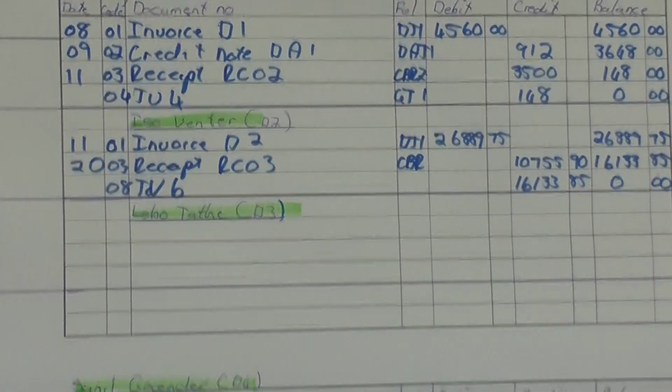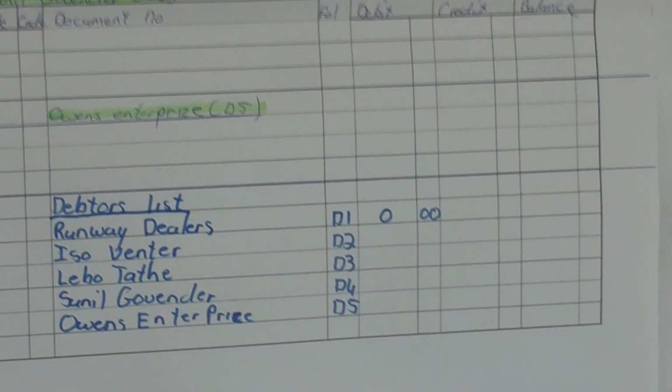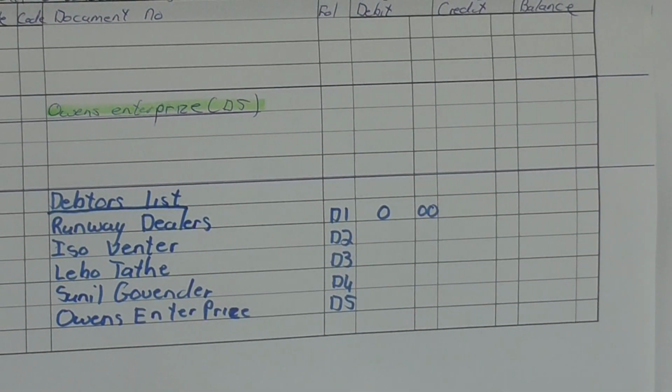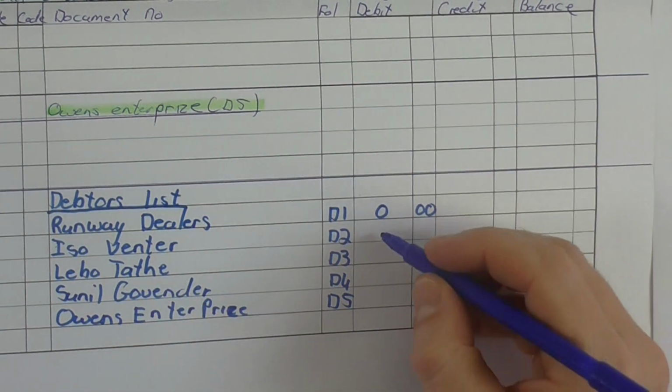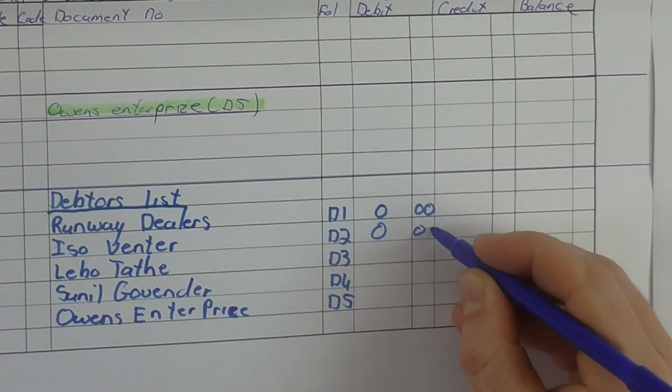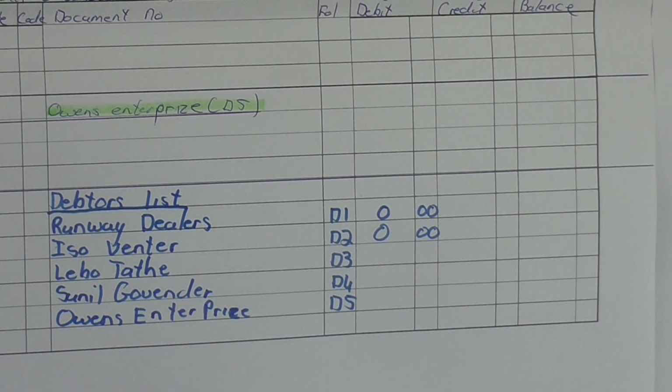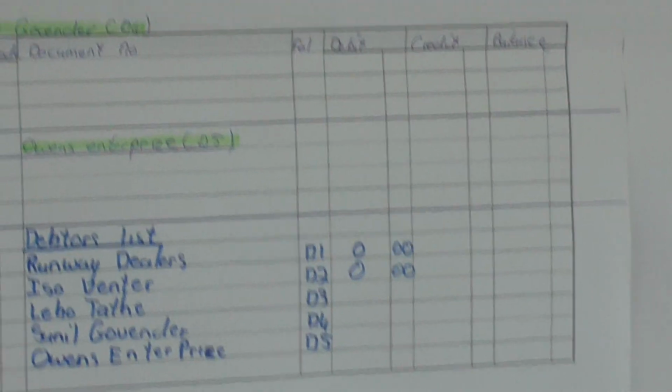Okay, so now I'm going to my debtors list. So Isofenta's account is paid up. We didn't get all the money back from it, but we did get a portion because I think she got liquidated or something like that. All right. Okay, so we are 2 down, 3 to go.